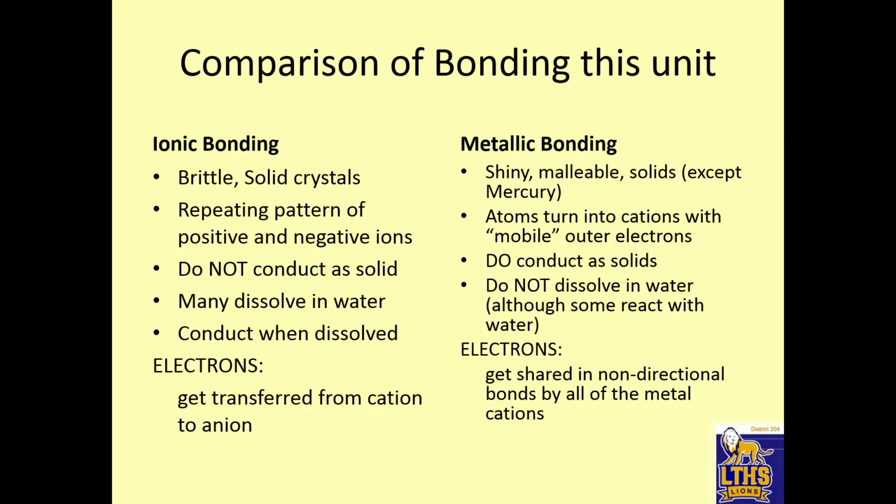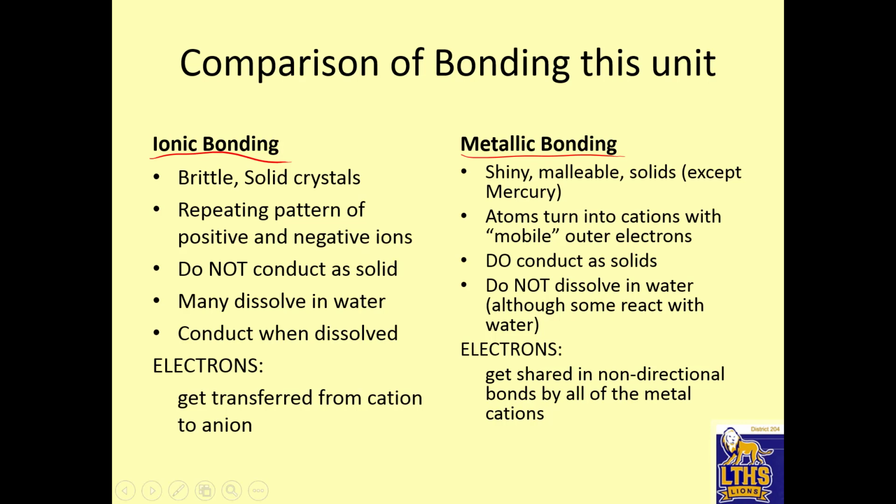So let's look at ionic bonding again and compare it to metallic bonding. So ionic bonding creates brittle solid crystals, whereas metallic bonding creates shiny malleable solids. Except for mercury. Mercury is a liquid, but all other metals are solids. Ionic bonding has a repeating pattern of positive and negative ions. In metallic bonding, atoms turn into cations with their mobile outer electrons that can move throughout the sea of electrons. Ionic compounds do not conduct electricity as solids. Metallic substances do conduct electricity. Many ionic compounds dissolve in water. Metallic substances do not dissolve in water, although some react with water. And then ionic compounds do conduct when they dissolve.